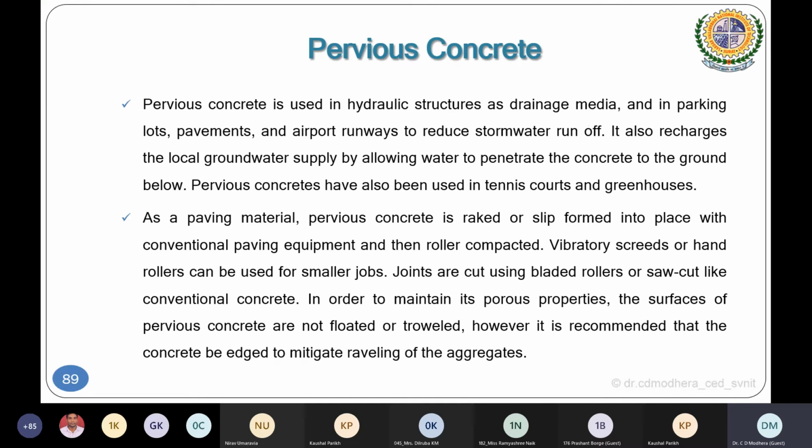So I think pervious concrete is used in physical hydraulic structures as drain media, in parking lots. Mainly parking lots, we know, are pavement, and airport runways, to reduce storm runoff. It also recharges the local groundwater, primarily by allowing water to penetrate the concrete to the ground below. Pervious concrete has also been used in tennis courts and even greenhouses.